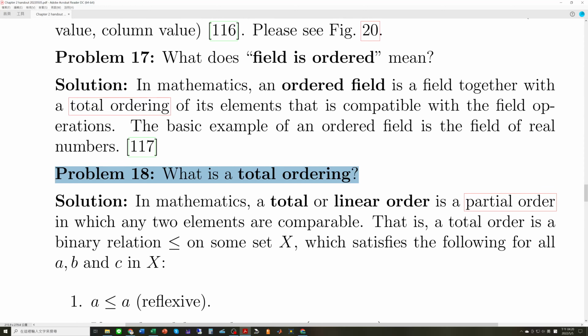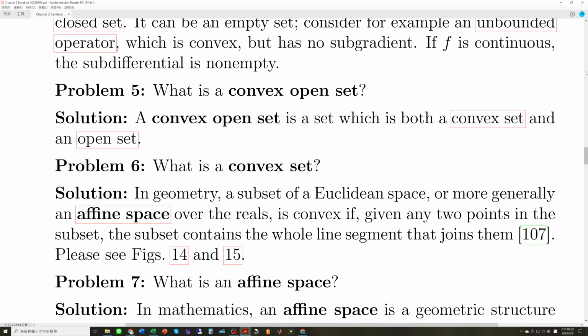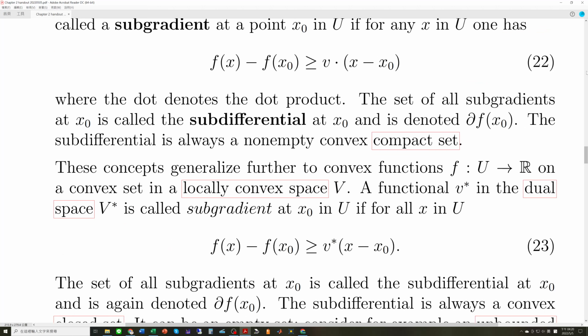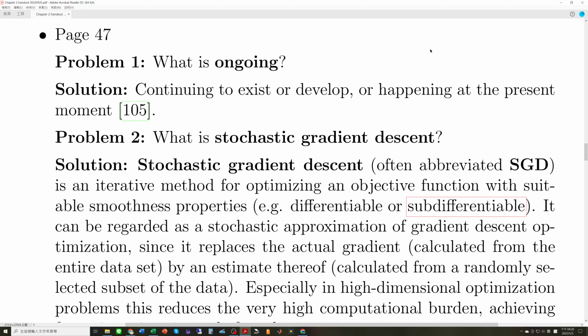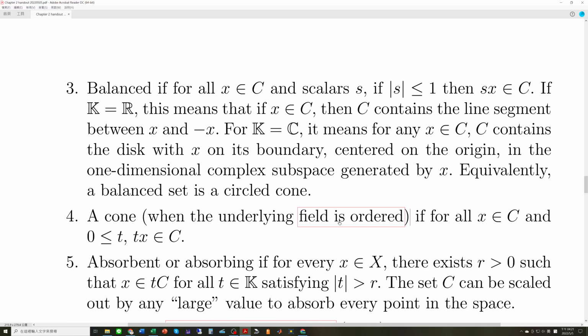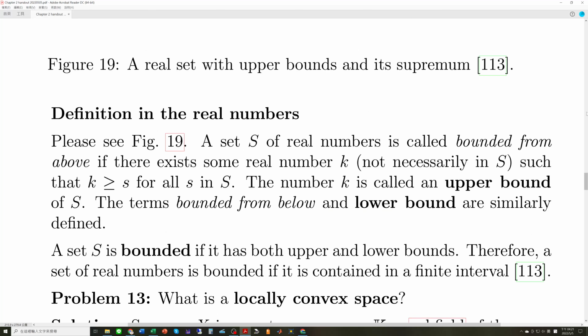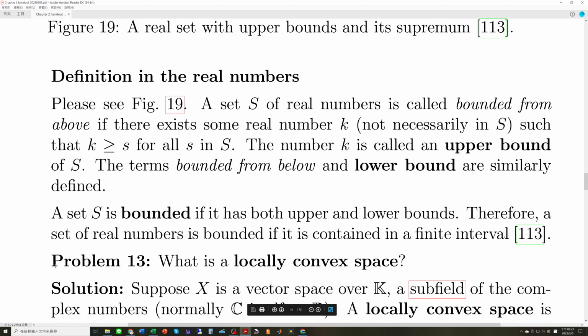It is because, okay, let us go to the four previous slides. Okay, I think I had missed it. So let us search for field is ordered. Okay, so field is ordered appears in the solution to problem 13.